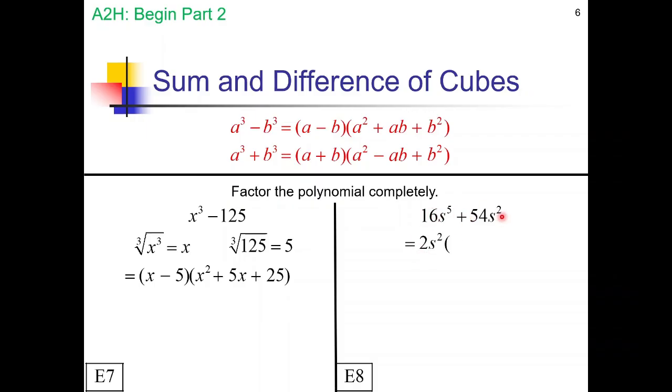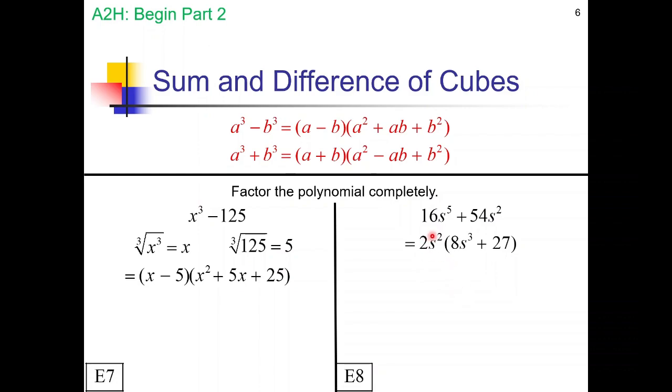And we'll also take out an s squared, since we have an s squared at least in both of these terms. So taking out a 2s squared, that gives us 8s to the third for our first term and 27 for our next term. Now 8s cubed, that is a perfect cube. So is 27. So we actually can use one of these shortcuts.